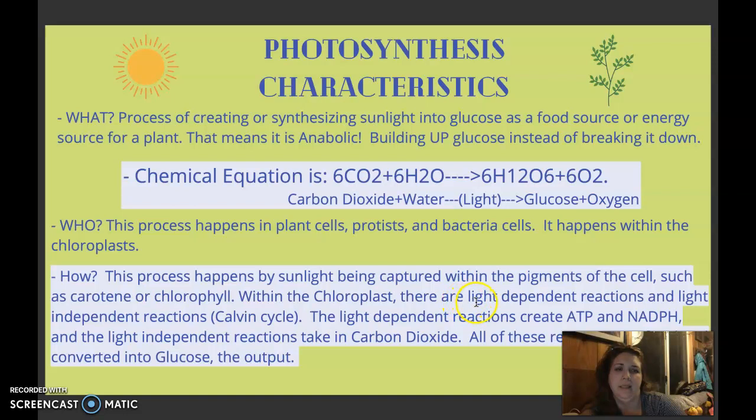There are light-dependent reactions that have to happen first, and then there's light-independent reactions that happen, which is called the Calvin cycle. The light-dependent reactions create ATP and NADPH, and the light-independent reactions take in carbon dioxide, and then all of those reactants are fixed and converted into glucose, which is the output.